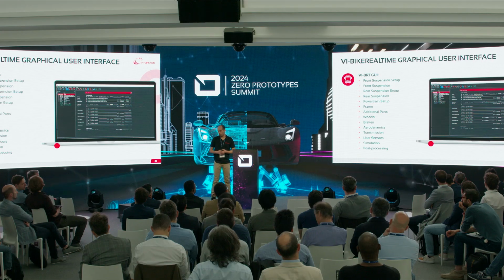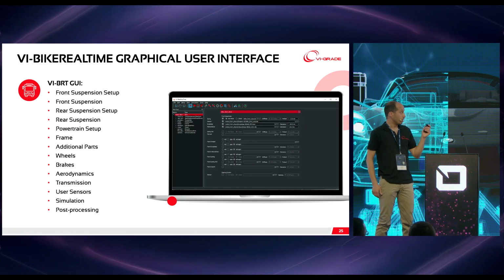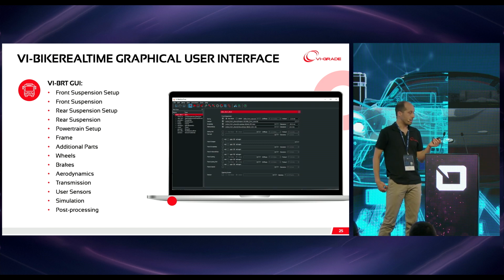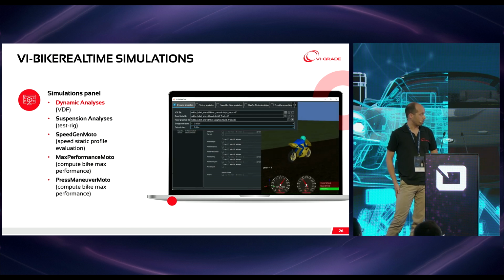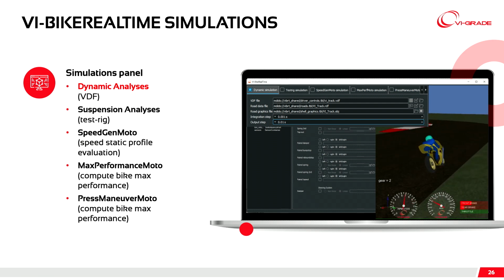The VI-BikeRealTime GUI, as you know, is composed of spreadsheets for every subsystem, so you need to fill in values for all the subsystems like suspension, frame, wheels, brakes, and there is also a spreadsheet panel that allows you to run more or less the same simulations that you can run in the motorcycle.